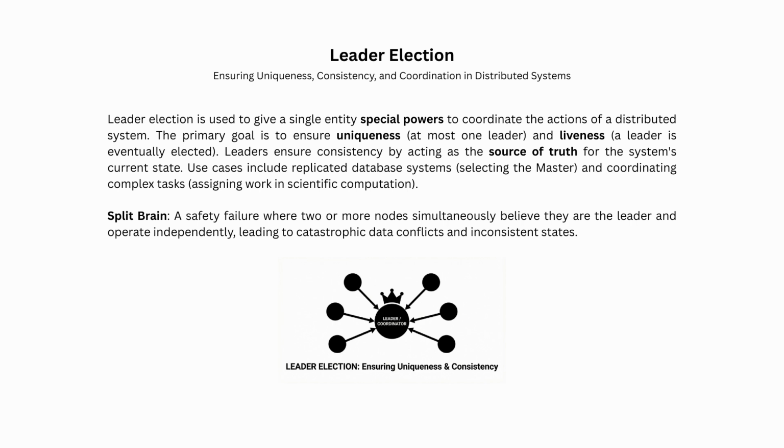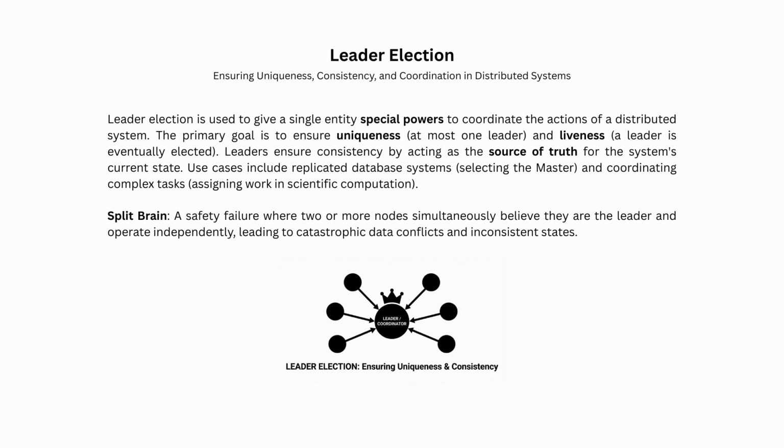In a distributed environment, resources are shared and operations are concurrent. Without a leader, multiple nodes may try to perform the same critical task, like charging a customer twice, which could be disastrous. The leader acts as a coordinator, ensuring exclusive access to shared data and organizing flow. For replicated database systems, the leader is simply the master node, which handles all writes to prevent corruption.